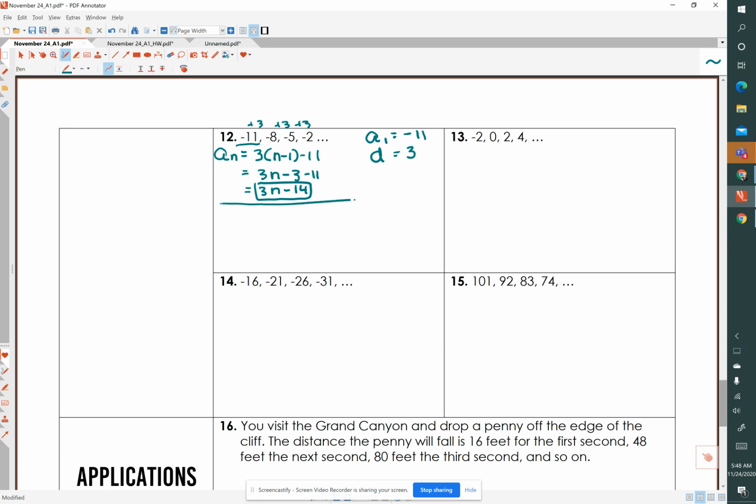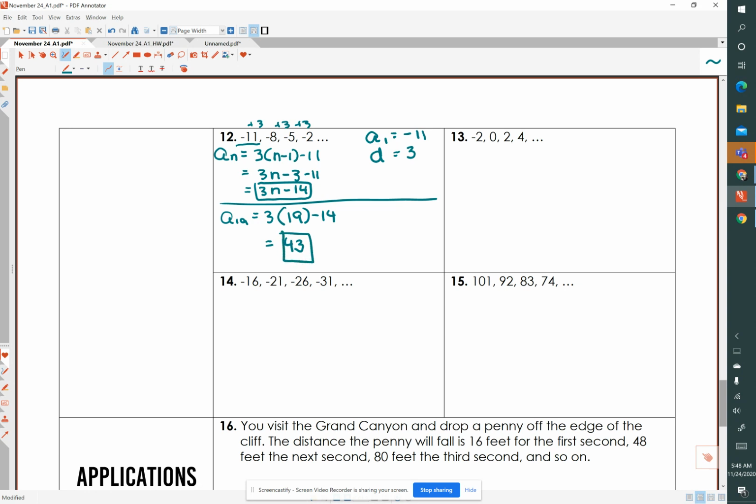And let's find the 19th term. So a sub 19 equals 3, substitute 19 minus 14. 3 times 19 minus 14 equals 43.